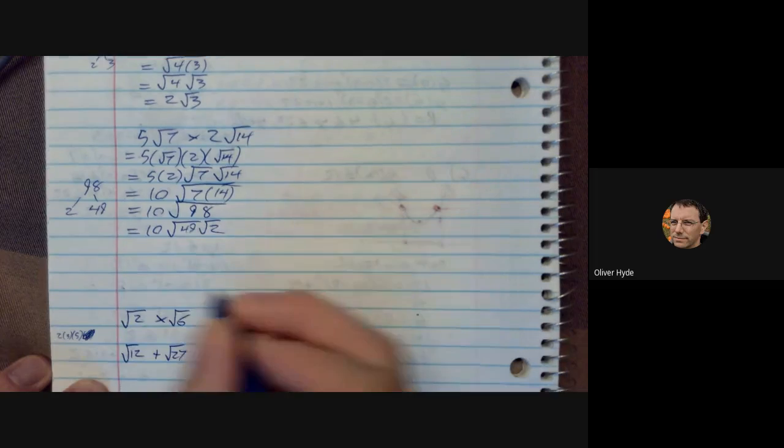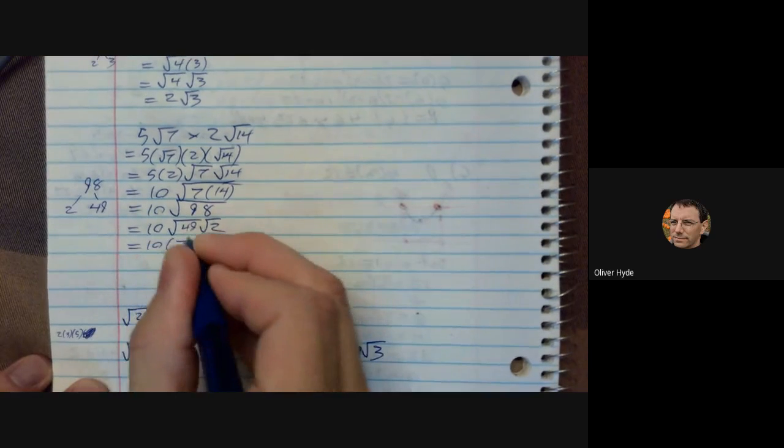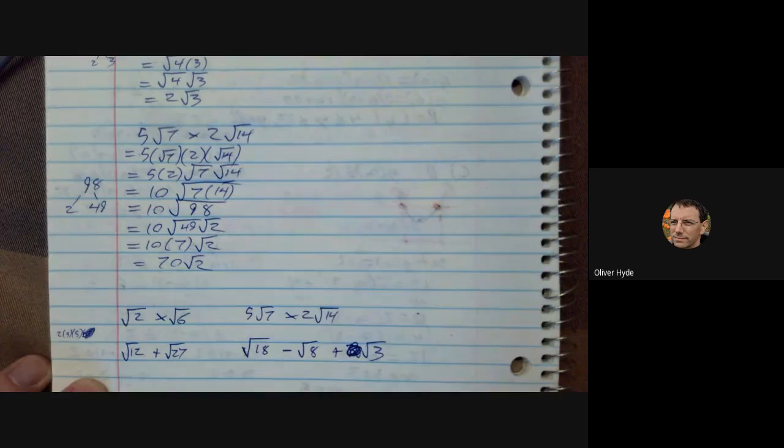And I've made my number larger, and now I need to look at the factors of my larger number. Well, 98 is an even number. Half of 100 is 50, so half of 98 is 49. So I get 10 root 49 root 2, which is 10 times 7 times root 2, which is 70 root 2. I'm not sure why I find this satisfying in a way. I don't know.